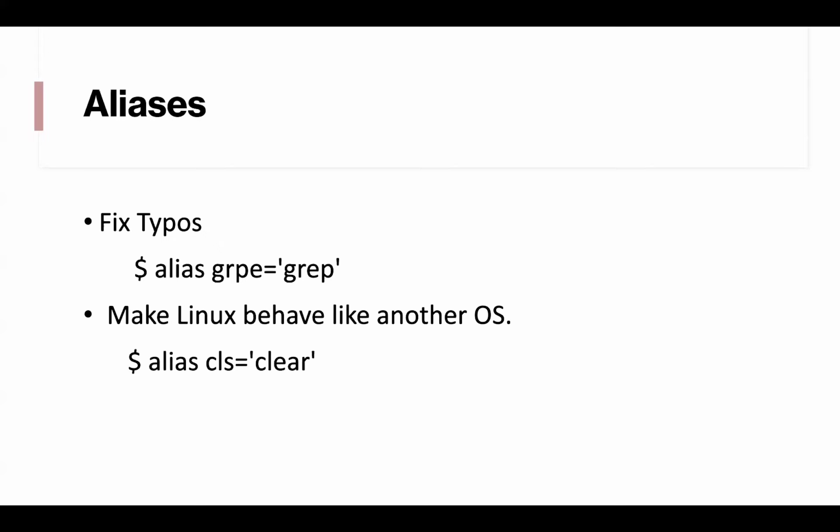Aliases don't have to be used for just shortcuts. They can be used to fix common typing errors. For example, if you end up typing grpe when you mean to type grep, you can create an alias, and whenever you accidentally type grpe, alias will fix that for you and spell it grep.